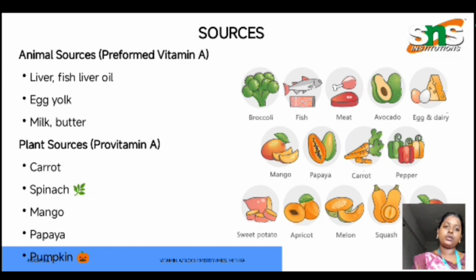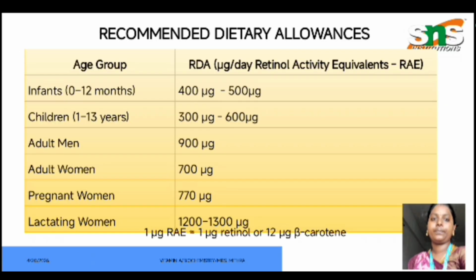Like papaya gives orange color, pumpkin orange, mango yellow, spinach green, and carrot beta carotene. So these are all rich in vitamin A. And apart from that, broccoli, fish, meat, avocado, pepper, sweet potato, apricot, melons and squash are also rich sources of vitamin A.